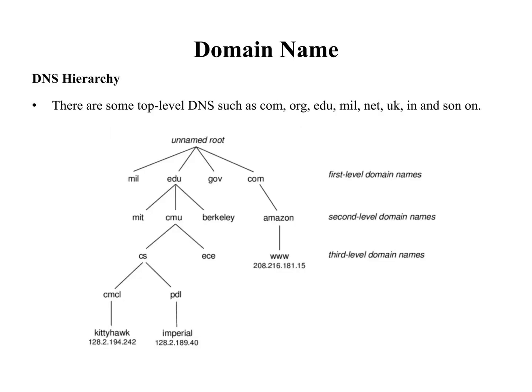In this DNS hierarchy, there are some top level DNS such as commercial, organization, education, military, network, United Kingdom, India, and so on. Such as first level domain names, second level domain names, and third level domain names are mentioned under such top level DNS, named under an unnamed root.